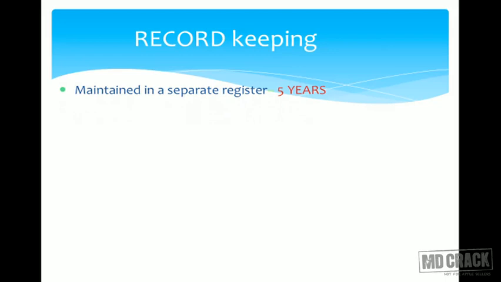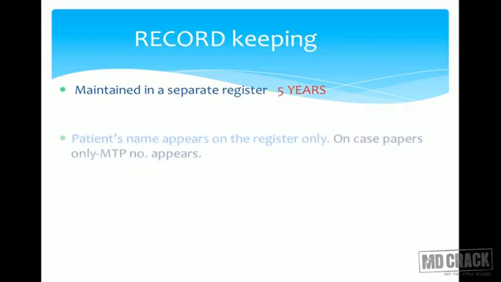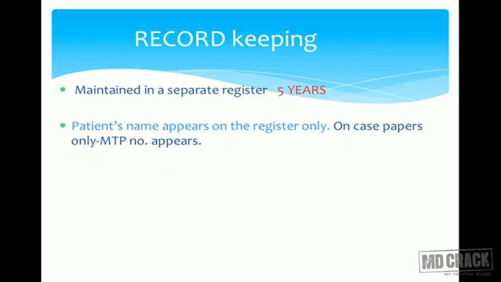Record keeping is also very important. We have to maintain a separate register for the names of patients undergoing MTP, and we have to keep this record for a minimum of 5 years. The patient's name appears only in the register. On the case paper or the patient's file, we always put only the MTP number, which is mentioned in the register. So if a patient comes, her file will never have her name. Only the name is mentioned in the register, and the register gives the MTP number. That MTP number is mentioned on the patient's file.